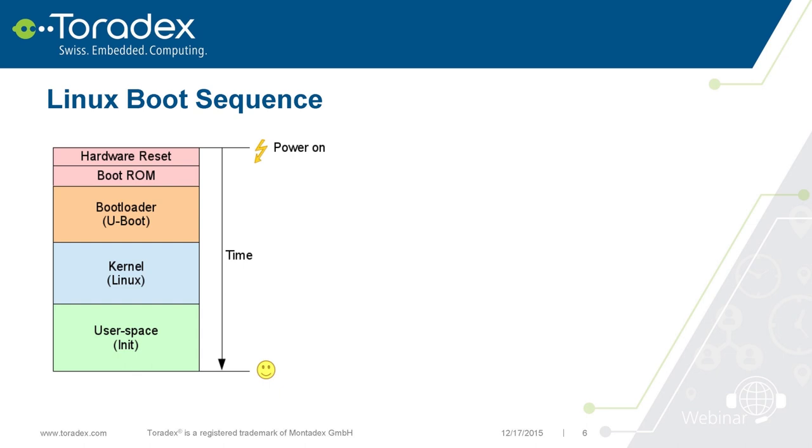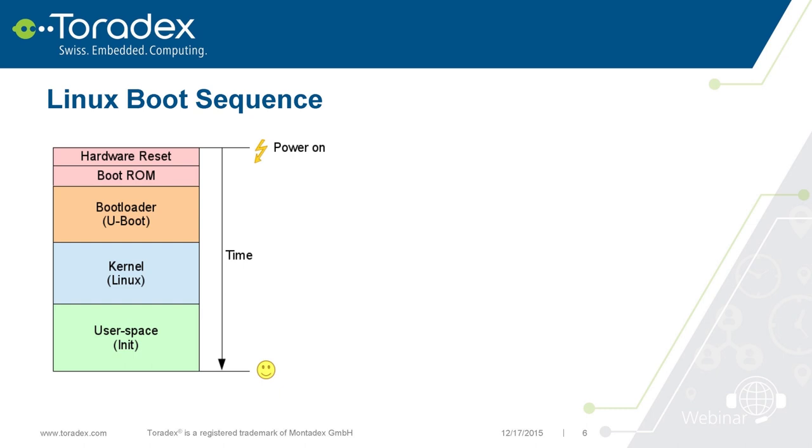So now, how does a Linux boot sequence look like? On power on, first the hardware reset takes place. This is completely in hardware, so the SoC and some chips on the module or also on the carrier board get reset hardware-wise, before then the CPU really kicks in and starts to execute the boot ROM.